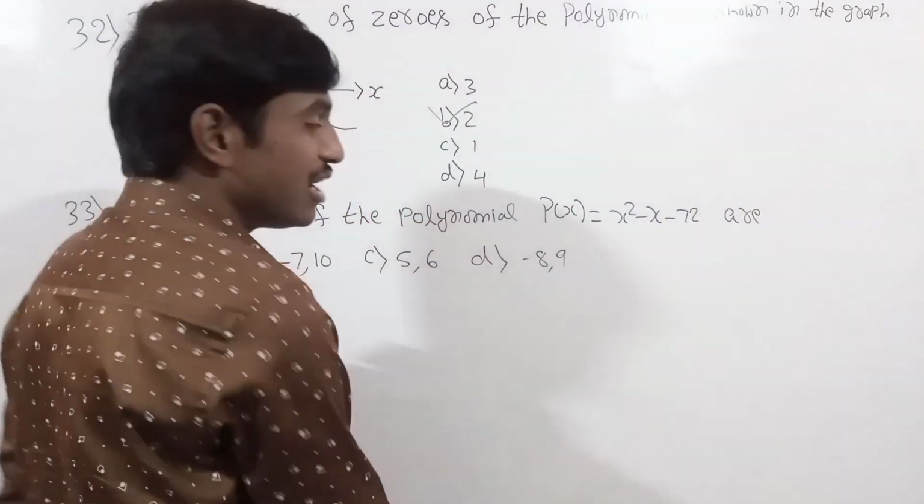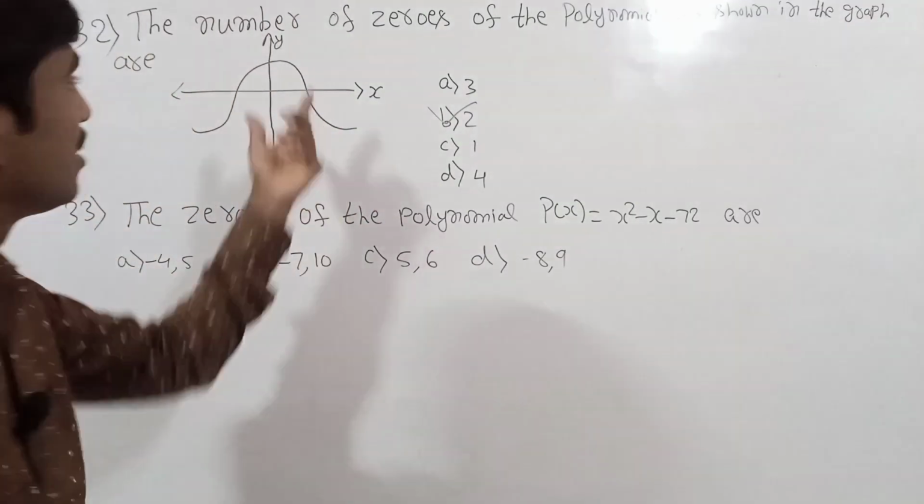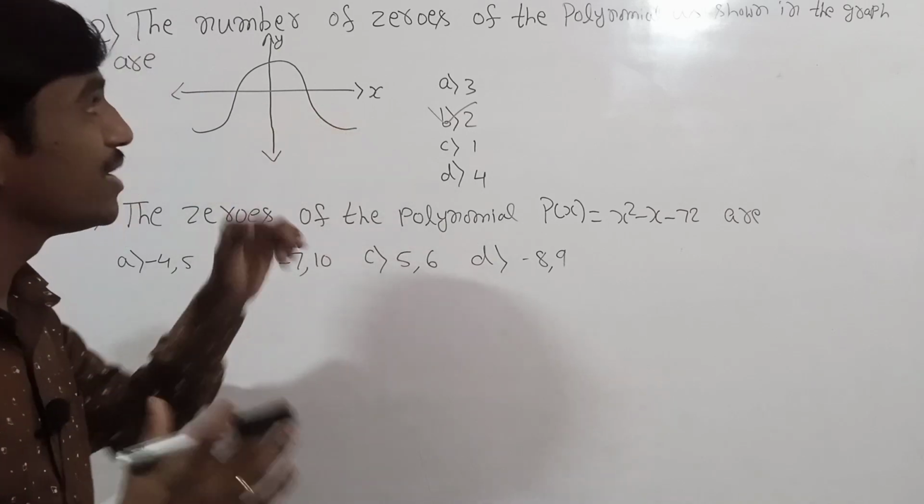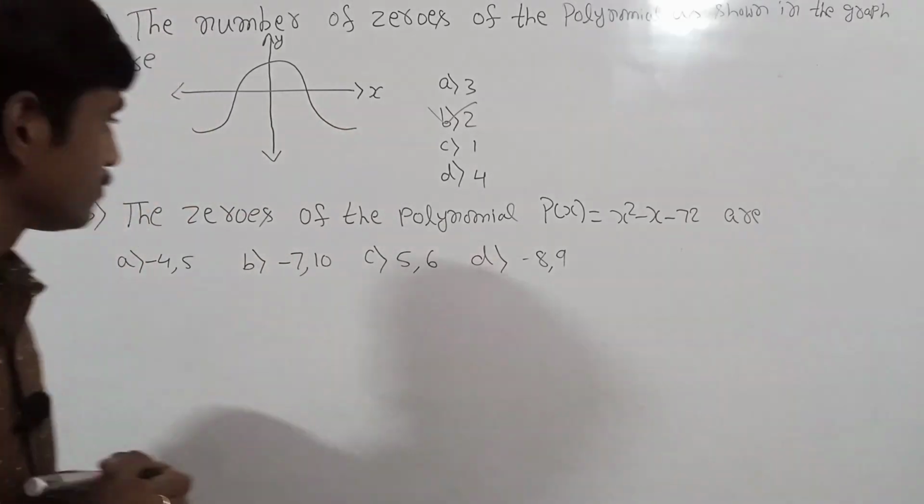So basically, geometrically, the number of zeros means the points where the curve touches the x-axis. However many points it has touched on the x-axis, that many will be the number of zeros.